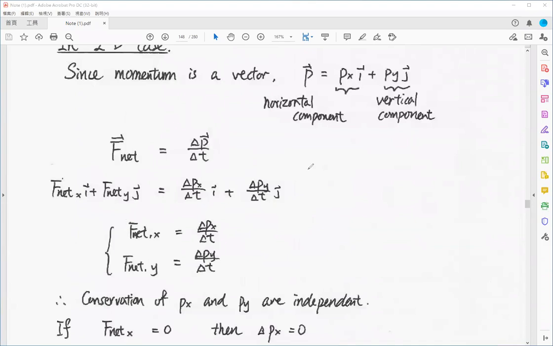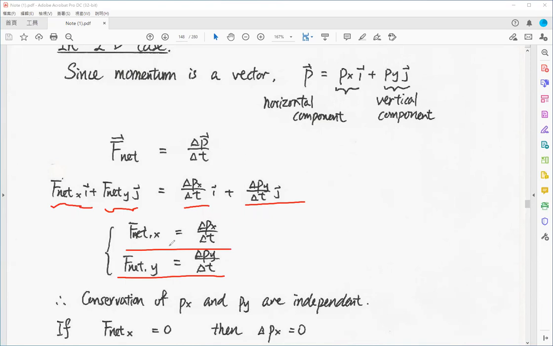So you know forces are vectors, so that means there are two directions. For the 2D case, it can be two directions. So there will be a horizontal component and also a vertical component. Then we can write Newton's second law like this. Also for momentum, there is a horizontal component and also a vertical component. So we can separate Newton's second law into two components. So one is horizontal, one is vertical.